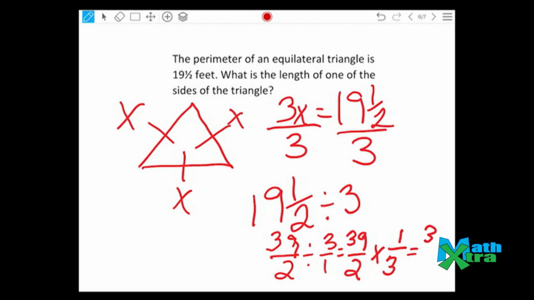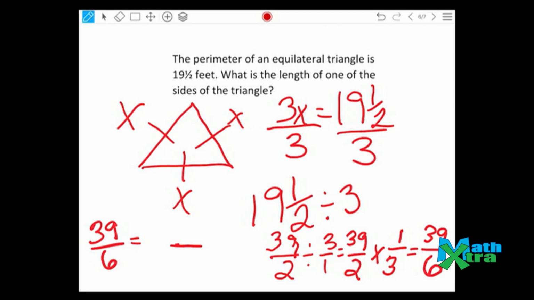At this point, what we're going to do is just multiply straight across. We have 39, because 39 times 1 is 39, and 2 times 3 is 6. What we can do here is turn our improper fraction into a mixed number. Now we need to turn our improper fraction into a mixed number. We're going to keep the denominator.